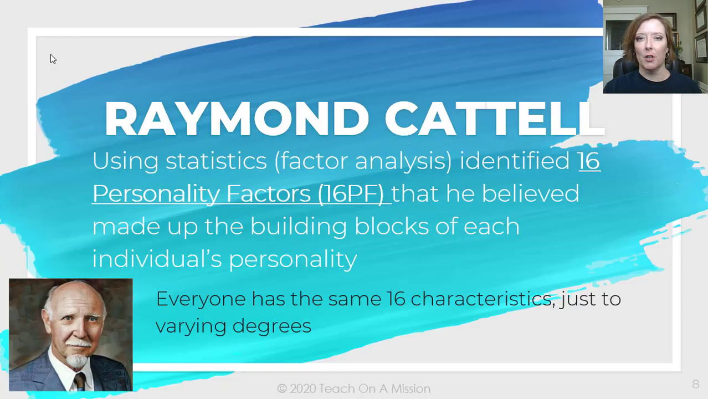Another important researcher in trait theory is Raymond Cattell, and Cattell used statistics or factor analysis and identified 16 personality factors that he believed made up the building blocks of each individual's personality. Basically, what he said was that everyone has the same 16 characteristics, just to varying degrees, and it was those degrees that made us who we are.